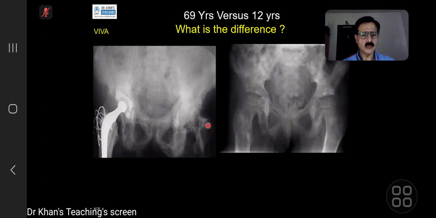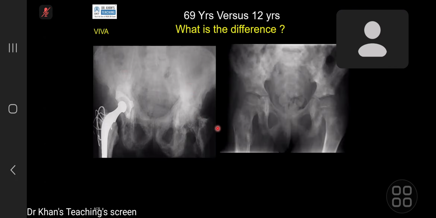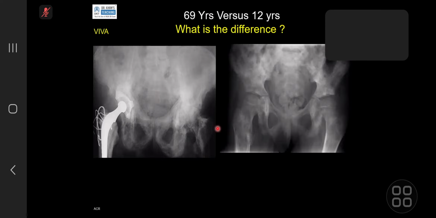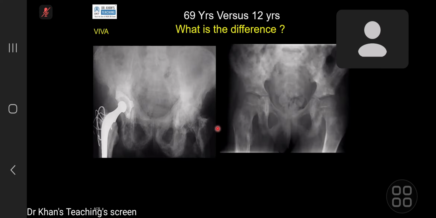Candidate two. No, this is not moth-eaten bone. I think the previous one is more typical for moth-eaten bone. So what is this?